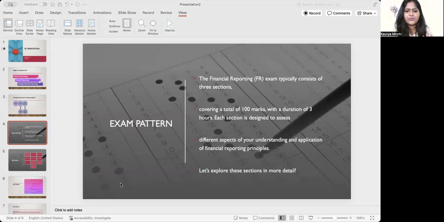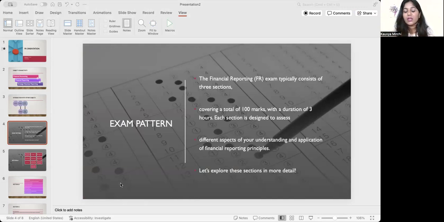See, the financial reporting exam typically consists of 3 sections, which cover a total of around 100 marks, and you can expect an exam duration of 3 hours. See, each section is designed in such a way that you can't miss it.